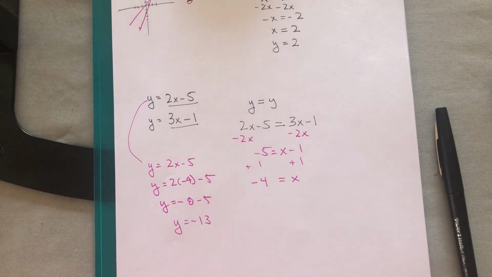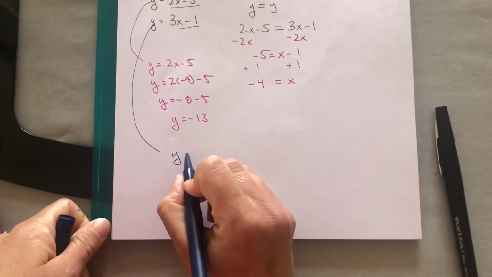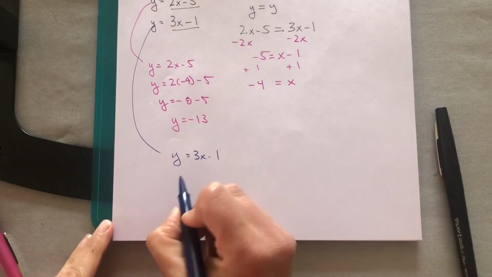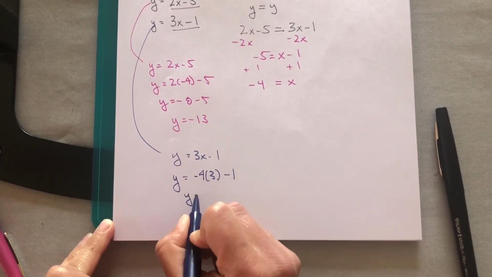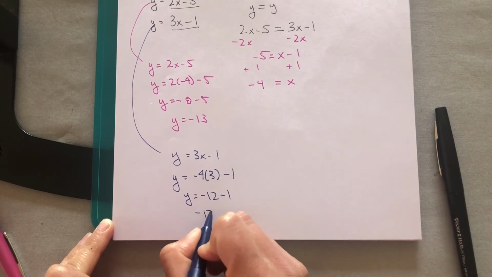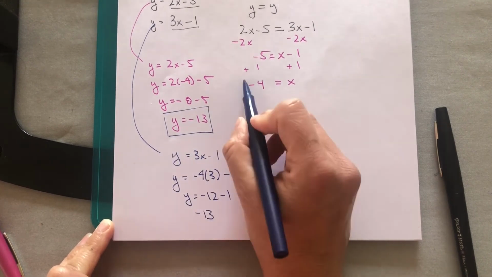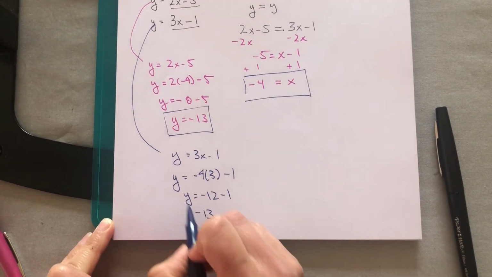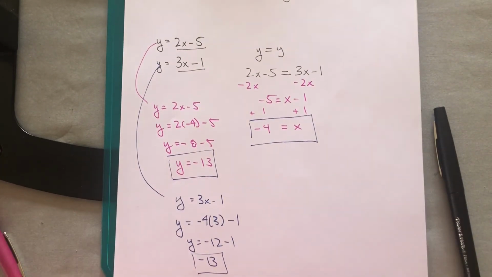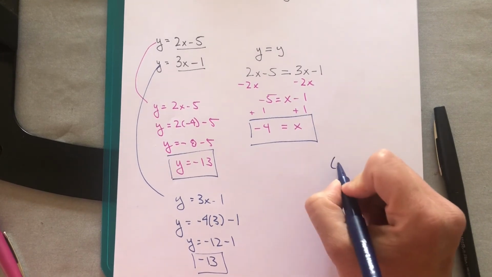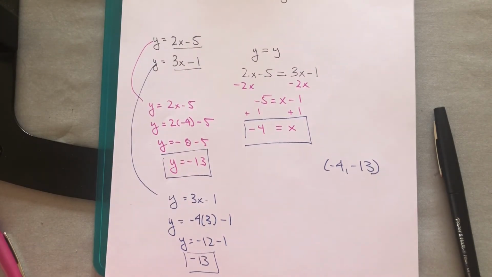Let's do that with the second equation just to make sure. So if I take this equation, y should equal negative 4 times 3 minus 1. That's negative 12 minus 1, negative 13. So I've found the value of y that matches this value of x, and I've double checked it by plugging it into the second equation. So therefore I know that the point that is on both of those lines is going to be negative 4, negative 13, because it makes both of those equations true.